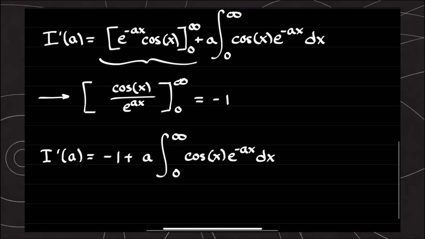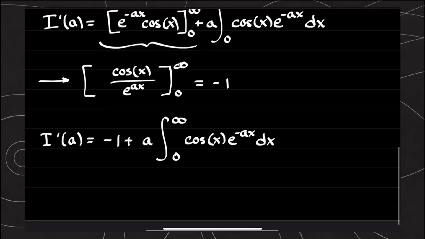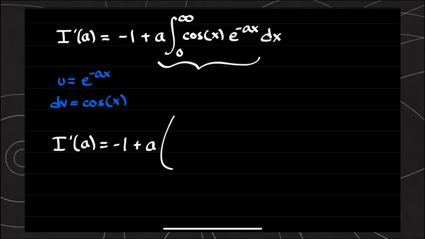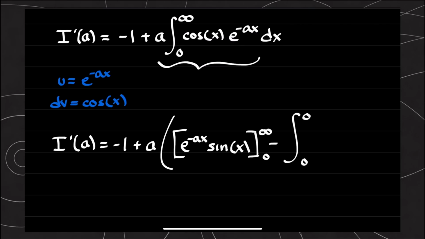Like I said, we're going to do integration by parts one more time on this integral, and a very handy substitution is going to be made possible. I'm going to again let u equal e to the -ax, and dv equal our trig function, cosine x. I prime of a is therefore -1 plus a times our integral. If we expand using integration by parts, we're going to get the following form. Again, I'm not going to explain my work, but this first term is our uv term evaluated across our bounds, and the second term is our new integral evaluated across our bounds.